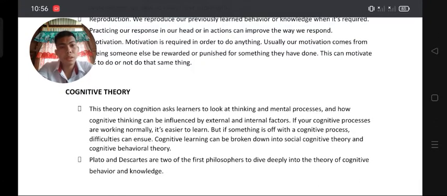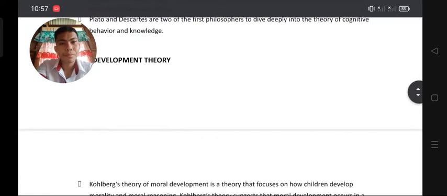Cognitive theory. This theory on cognition asks learners to look at thinking and mental processes and how cognitive thinking can be influenced by internal and external factors. If your cognitive processes are working normally, it's easier to learn. But if something is off with the cognitive process, difficulties can ensue. Cognitive learning can be broken down into social cognitive theory and cognitive behavioral theory. Plato and Descartes are two of the first philosophers to dive deeply into the theory of cognitive behavior and knowledge.